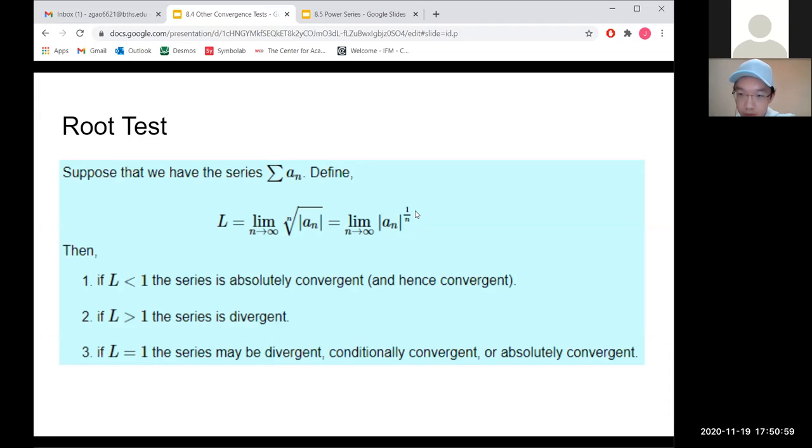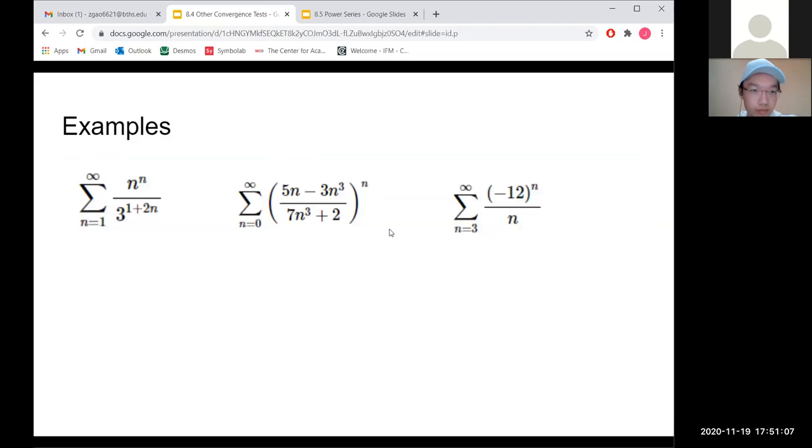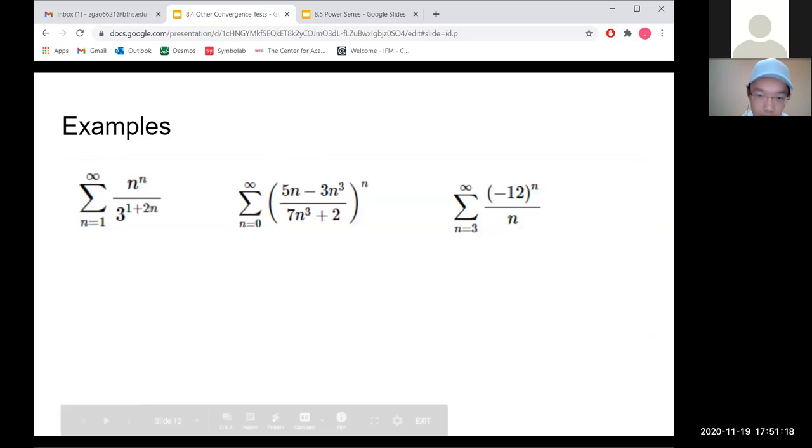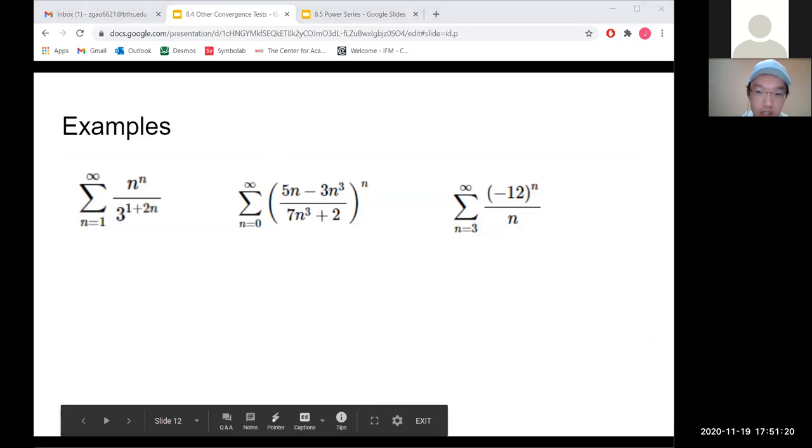That was on the test. What was on the test? There was a square root. Yeah, there was a square root sequence, but the root test is for series. So you couldn't have used this on a test.